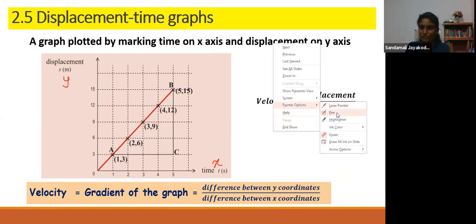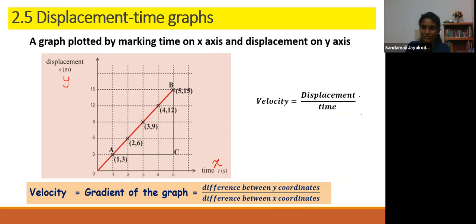That is our equation for velocity. And with that, we know that displacement is given in meters and time is given in seconds. Sometimes it may be kilometers per hour. Here it is mentioned as meters and seconds. So here you can see in the first second, it has done a displacement of 3 meters. So 1, 3 and 2, 6.